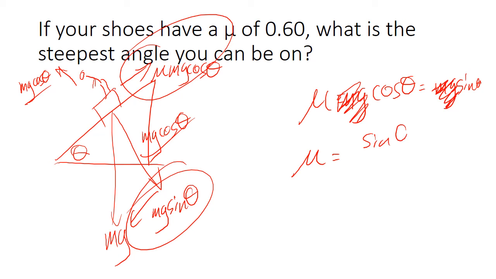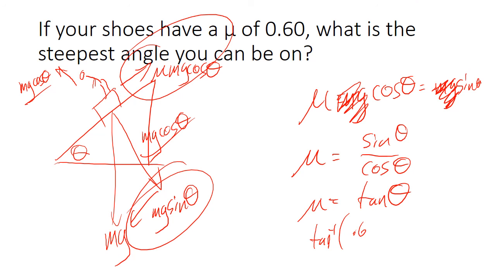So we have mu equals sine theta over cosine theta. How do we simplify that? Well, this was an easy trig identity. Hopefully you remember this one. This is tan theta, right? Sine over cosine equals tangent. So what are we going to do? We're going to do the arctangent. Tan minus 1 of 0.6 is equal to theta. This is equal to basically 31 degrees. So that's the maximum angle your shoes can handle.